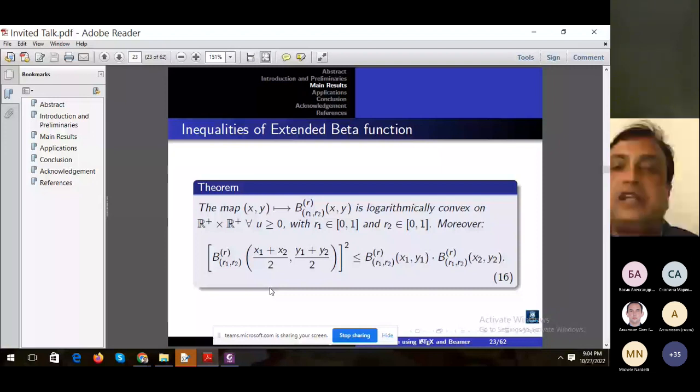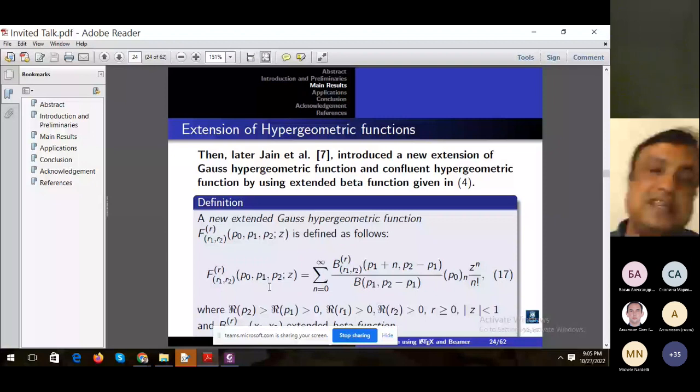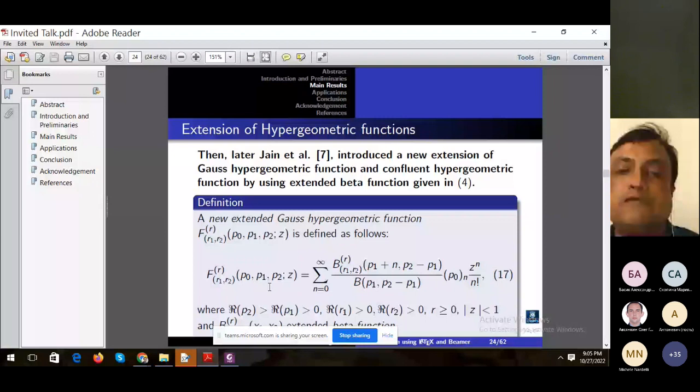Extensions of the hypergeometric functions: later on, Jain et al. introduced new extensions of the Gauss hypergeometric function and the confluent hypergeometric function by using the extended beta function given in equation number 4. So friends, in the second part of my talk, first we have generalized the extended beta function, and then we are using the extended beta function in the generalization of the Gauss hypergeometric function, which I did with my colleague Professor Jain and his research group.